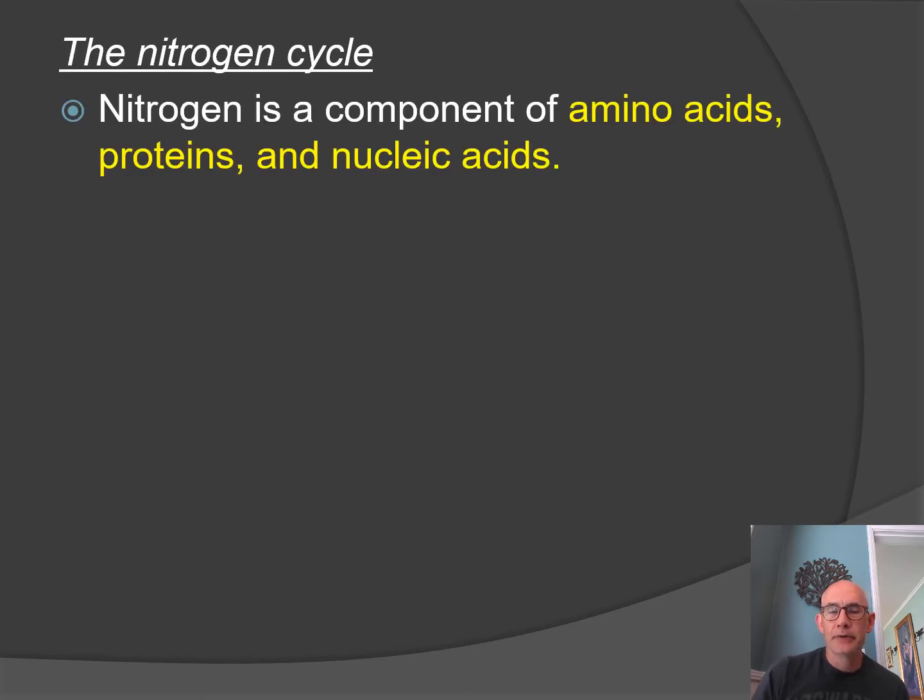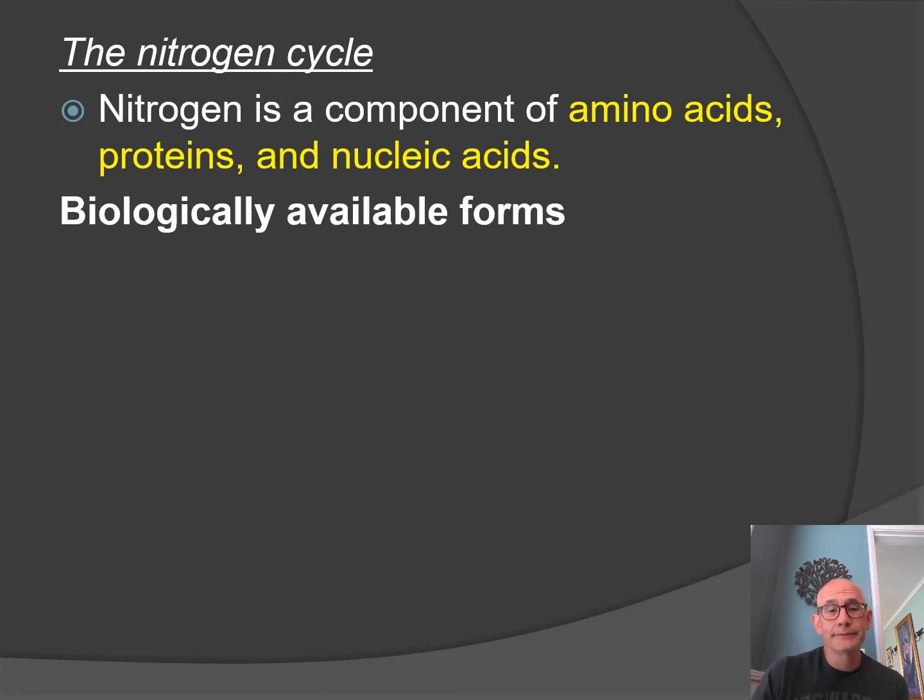All right, so why is the nitrogen cycle so important? Well, nitrogen is part of amino acids. Amino acids make up proteins. Proteins make up the bulk of your body. They make up your cell organelles. They make up the enzymes that run everything. And they are also part of nucleic acids, which is DNA and RNA, and those are kind of important.